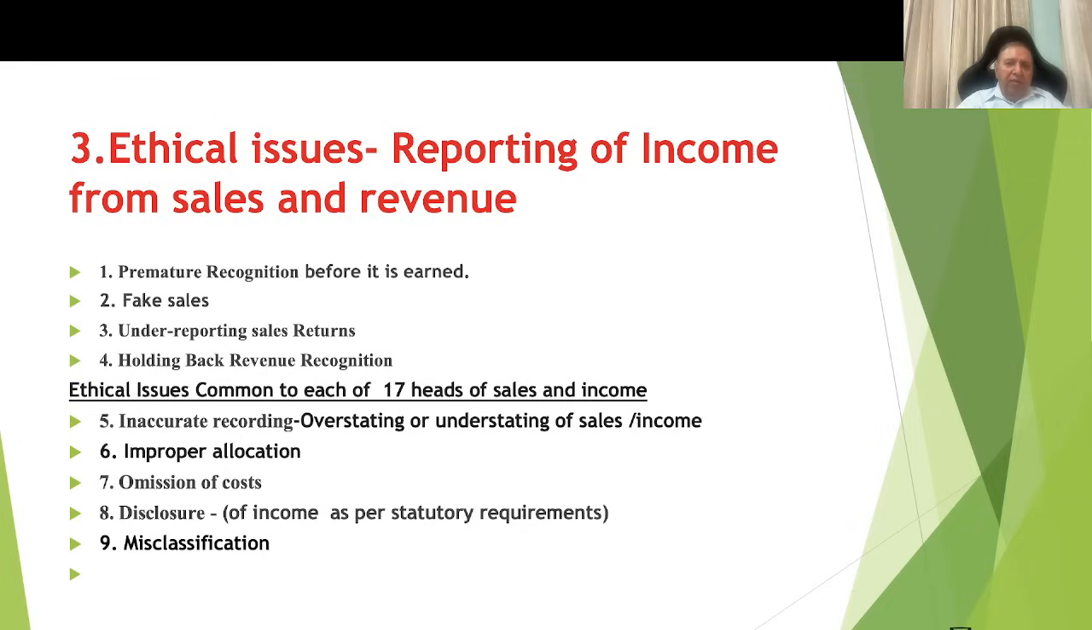Ethical issues common to each of these 17 heads, so I'm not duplicating these, are: one, inaccurate recording and overstating or understating of the sales and income; improper allocation of this income among the different streams or revenue or services or product segments, etc.; then omission of some cost related to this; omission of some sales as well as costs; disclosure requirements not complied with as per the statutory requirements; and misclassification of the sales.